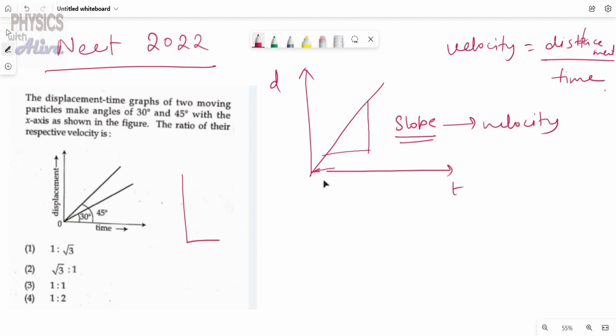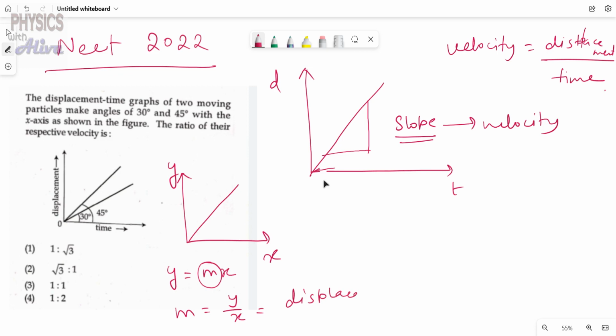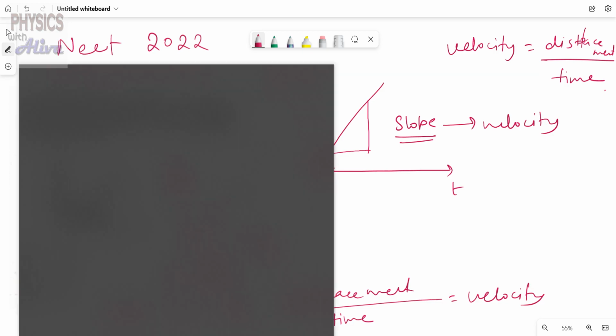Because we know, suppose this is a graph, this is the y-axis and this is the x-axis and this is the straight line. Then this will be y equals mx and this m is the slope of the line. How will we get m? m is equal to y by x. So here the y-axis is d and the x-axis is t, time. So this means displacement divided by time, and this is equal to velocity. So from this graph we can calculate the slope and that slope is equal to the velocity, right?